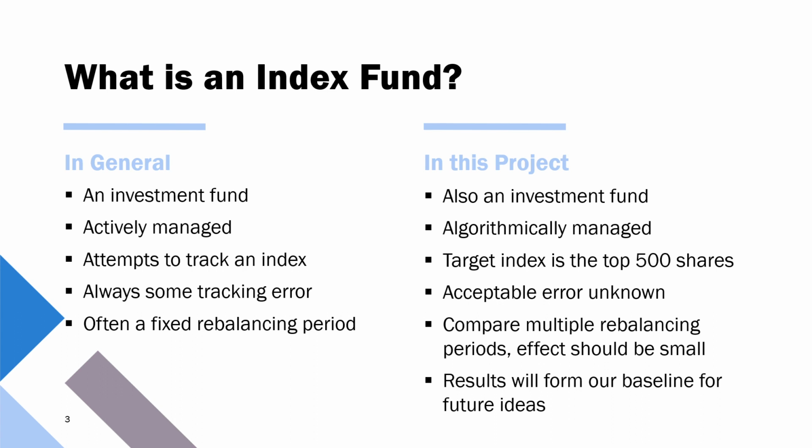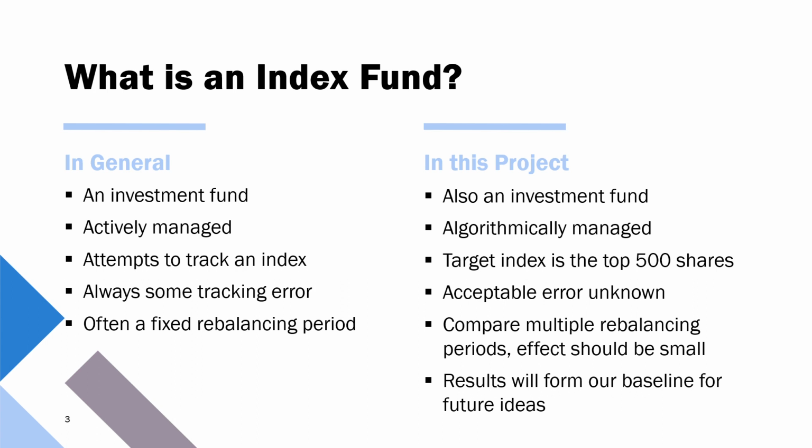So in this project, these funds are algorithmically managed. This means we're going to write a piece of code that makes decisions about what to buy and sell at any given time. And this is because I am not a fund manager, I'm a programmer, and the objective is to learn about code for trading, not to actually pick stocks by hand. So our target index is going to just be the top 500 shares of the data set that we are using. The acceptable error we have is unknown, and in fact the target result is unknown.